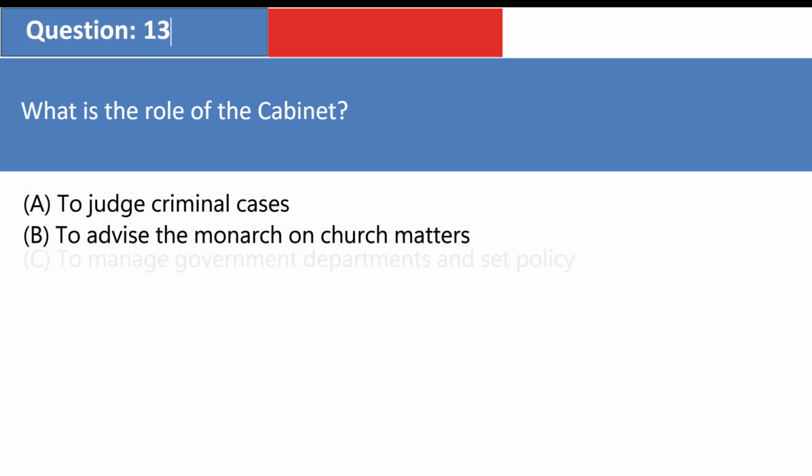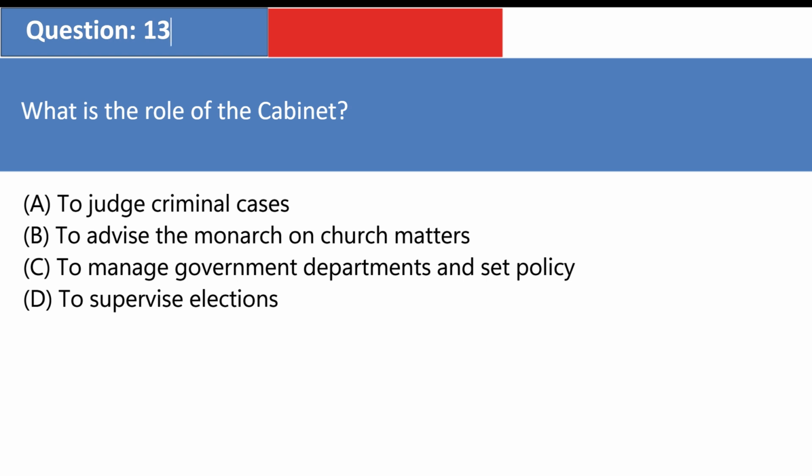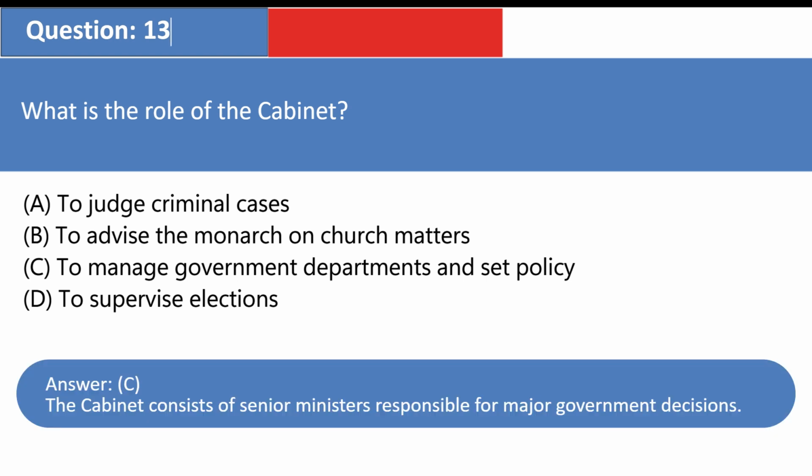What is the role of the Cabinet? A. To judge criminal cases. B. To advise the monarch on church matters. C. To manage government departments and set policy. D. To supervise elections. Answer: C. The Cabinet consists of senior ministers responsible for major government decisions.